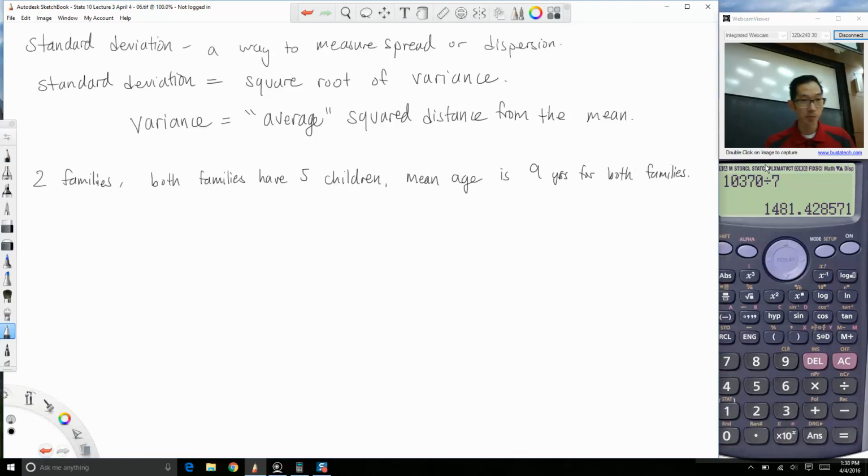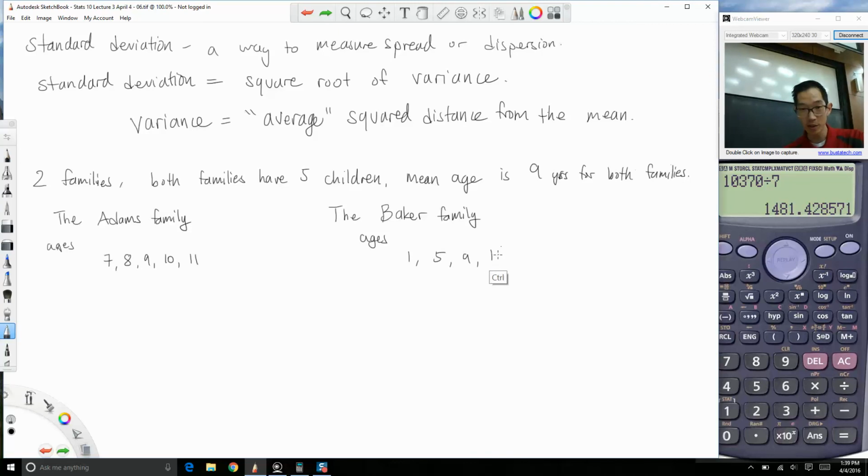All right, so we will have the, what's a last name starting with A? The Adams family. All right, and so their kids' ages are, we will say, 7, 8, 9, 10, and 11. And then the Baker family, their ages are 1, 5, 9, 13, and 17.